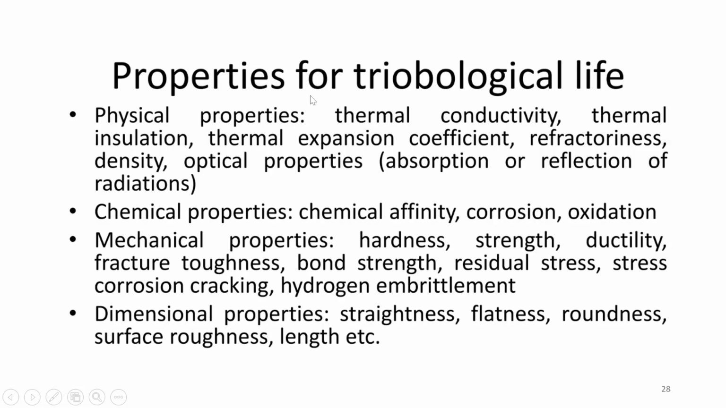Now, various properties are altered in case of these surface modification processes. First are physical properties: thermal conductivity of the material, thermal insulation, thermal expansion coefficient, refractoriness, density, and optical properties, which can be absorption or reflection of radiations. These can be altered. In case of chemical properties, chemical affinity and corrosion and oxidation can be altered.